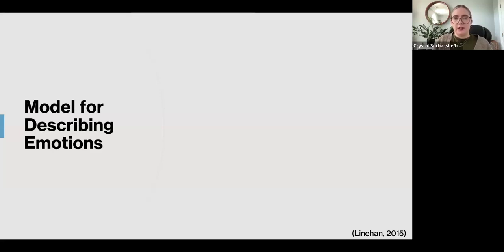Another handout that I'd like to talk about, and that is in the early stages of emotion regulation, is this model for describing emotions. And this model looks different on the handout. It can get a little confusing, so I just made it into a circle for the sake of this presentation. But there's a lot of components that comprise an emotion.